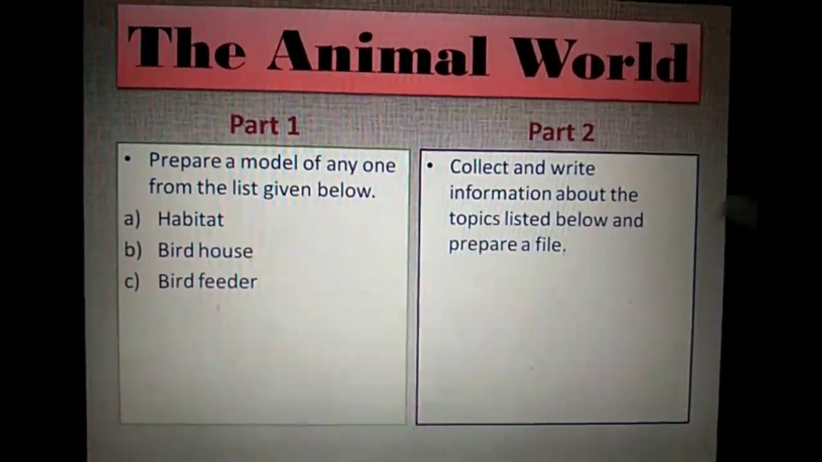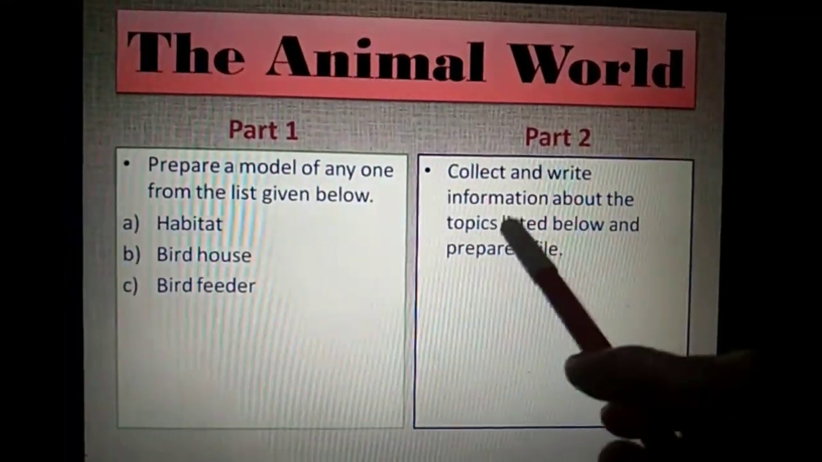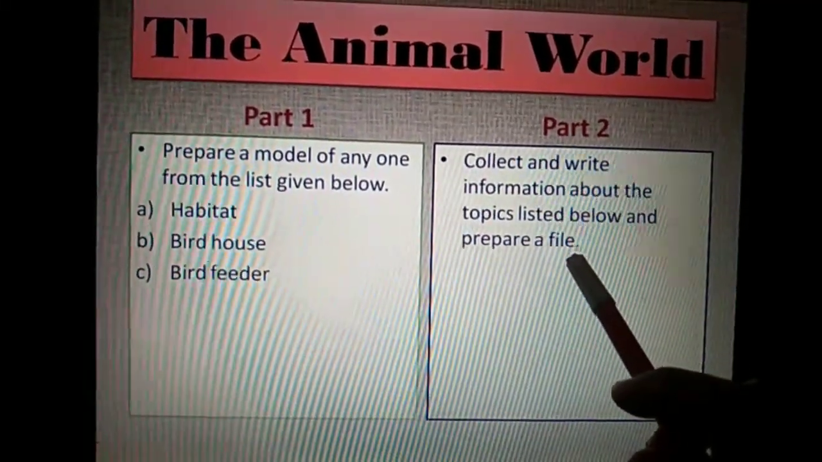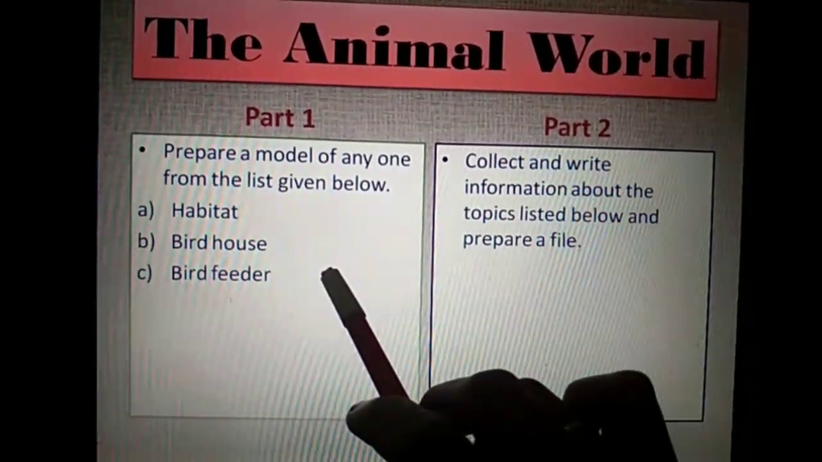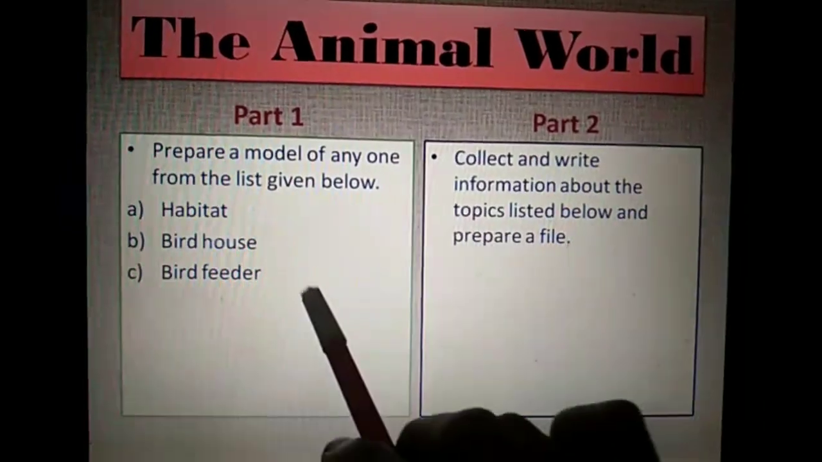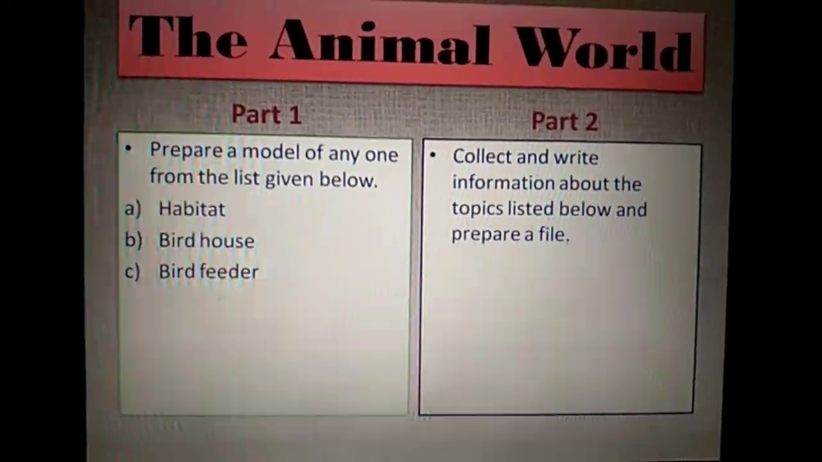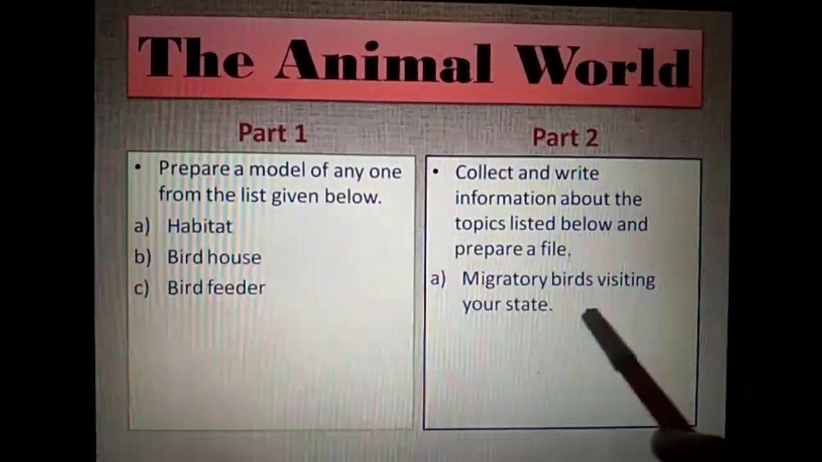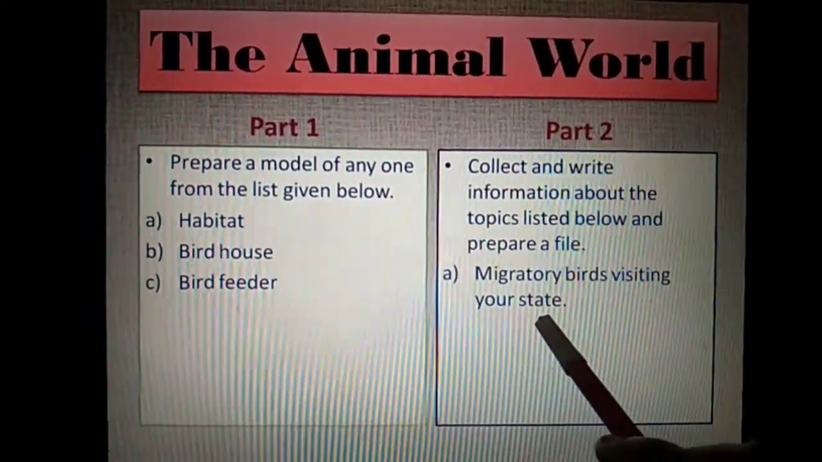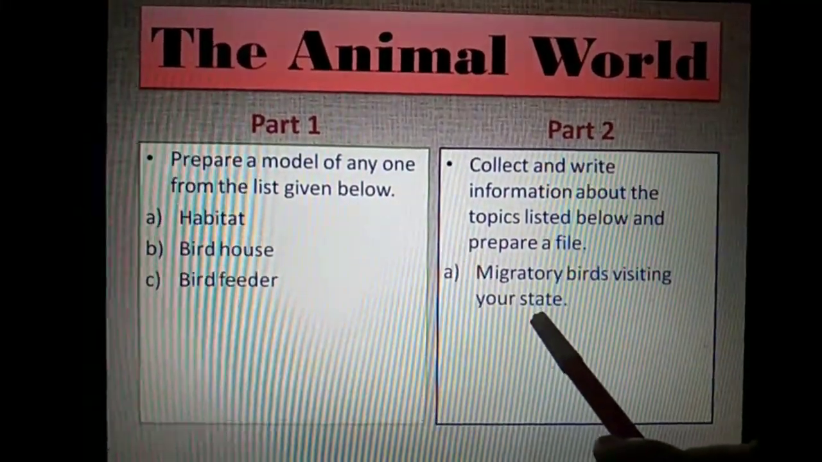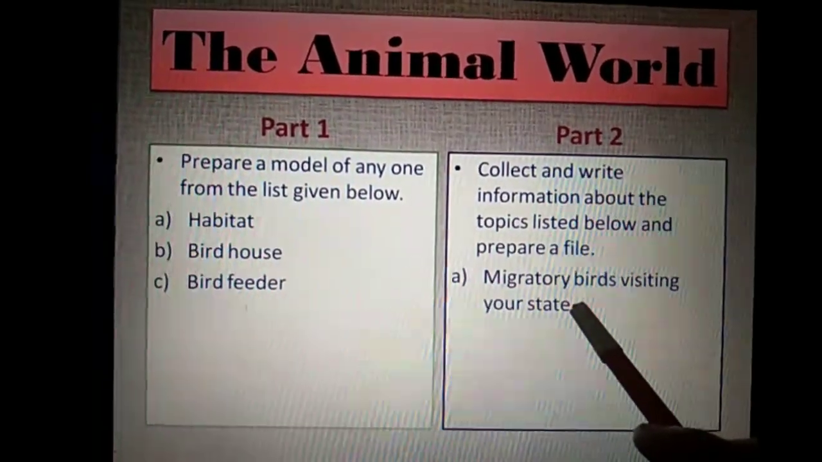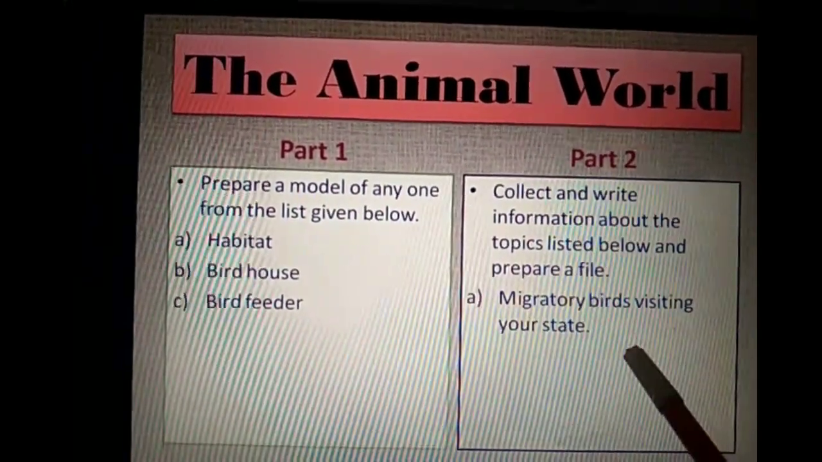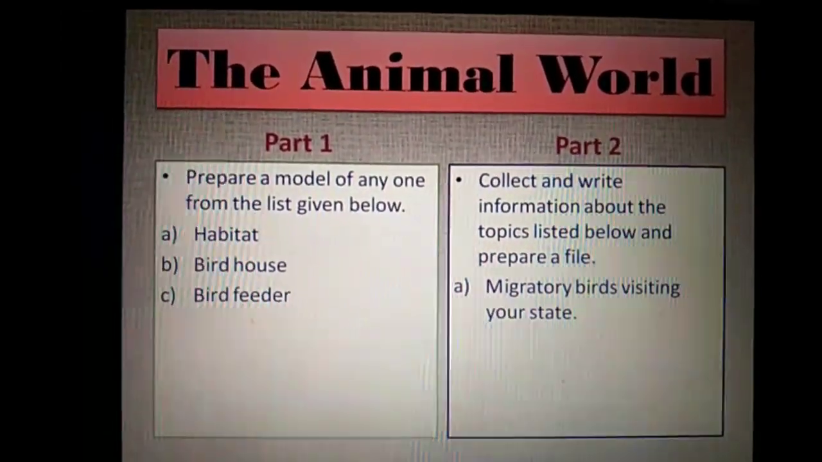As far as part 2 is concerned, collect and write information about the topics listed below and prepare a file. So, here you will be preparing a model, here you will be preparing a file. Both the parts are compulsory. And what are the topics? The first topic is migratory birds visiting your state. Identify your state and make a list of migratory birds which are visiting your state and collect and write information about those birds. You can also paste their pictures.